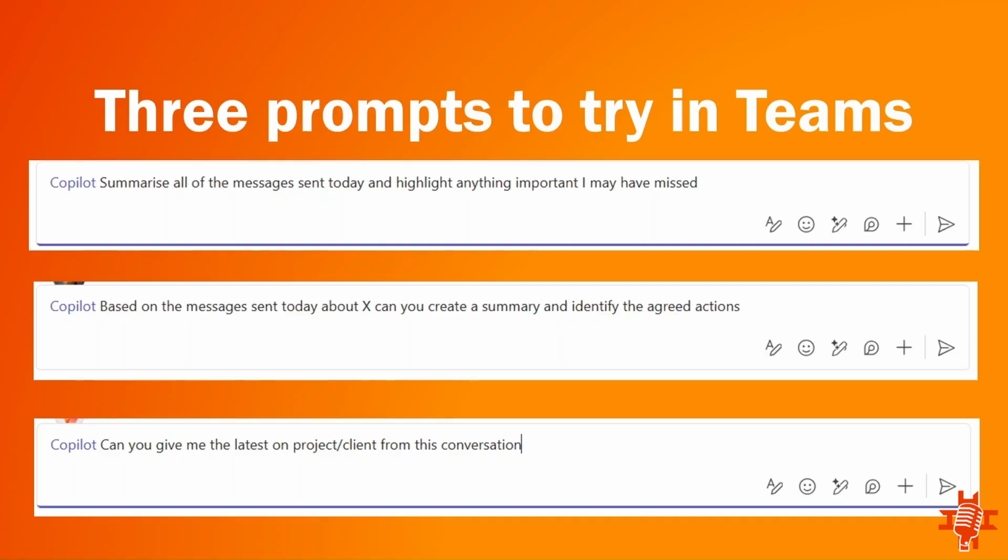And then the final one is perhaps you're having a conversation with a team member about a specific client or a project, and you can ask Copilot to give you the latest on that project or client from the conversation that you've had. I think with some of these, you're playing it a bit safe as well, because all of these are about the current conversation you're in.